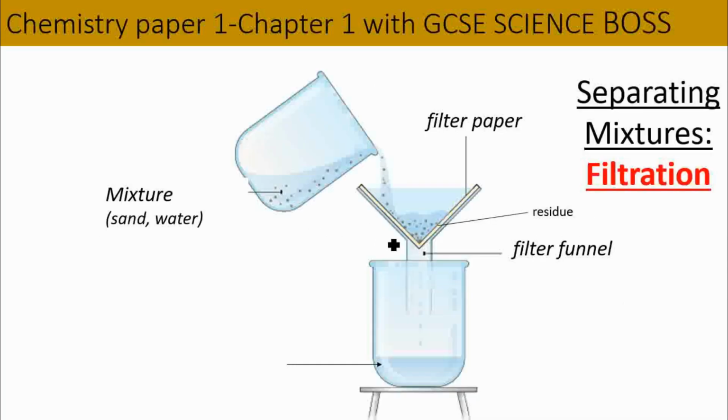Now, how does it work? You need to make sure that you have your filter paper and your filter funnel, and you pour your mixture down. The sand is going to remain behind as your residue, whereas the water is going to pass through as your filtrate. So the filtrate is a substance which passes through. The residue is a substance which remains behind on the filter paper. That is your insoluble substance. Good. So make sure you have an idea how that works as well.